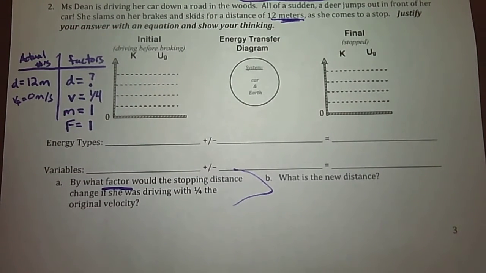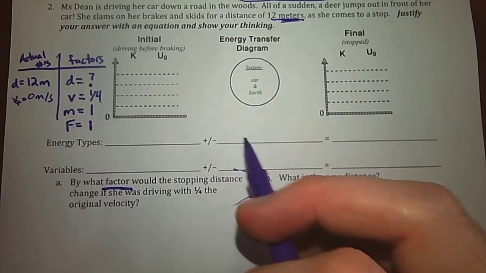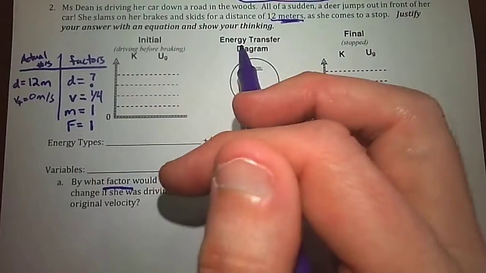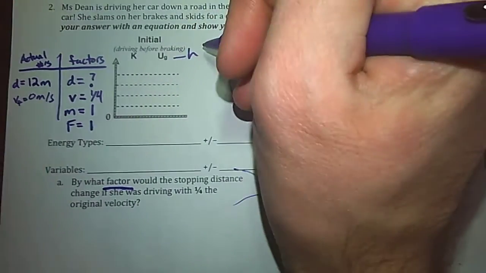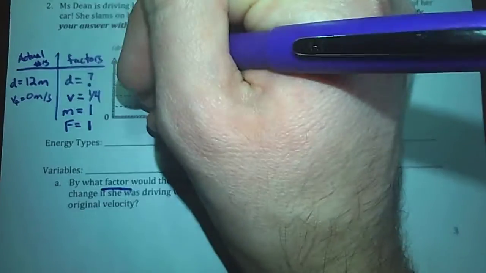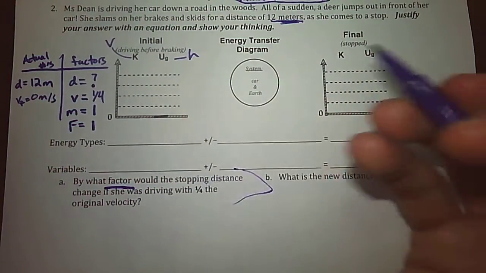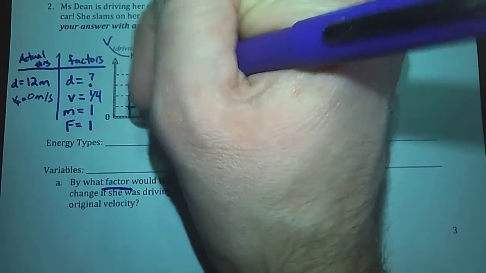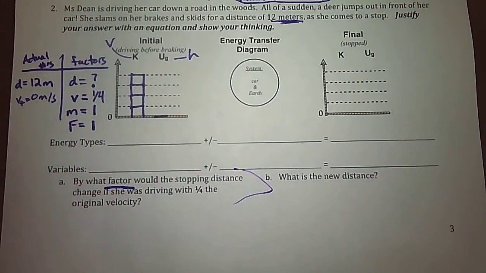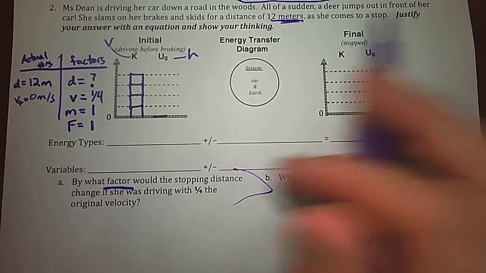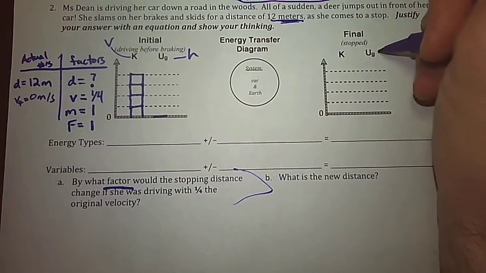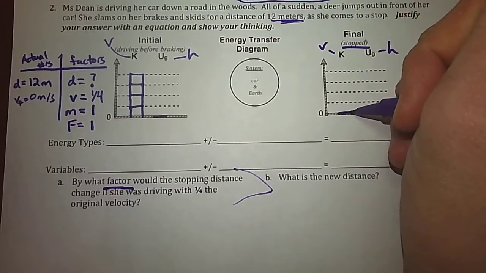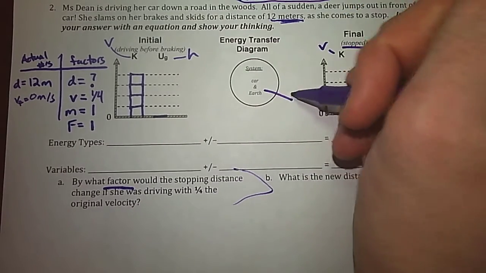Now I'm going to make my LOL so I can build my equation so I can actually solve for this factor. So driving before braking. I'm going to ask my question, is there height? Nope, no height, so no UG. Is there velocity? Yes, she's driving, so I'm going to have some kinetic energy. I could draw 1 block, 2 blocks, 3 blocks. I'm going to draw 4. And then afterwards, she's stopped. So again, is there height? No, she's on the ground. Is there velocity? No, she is stopped. So there's no kinetic energy, which means my energy must have left my system.